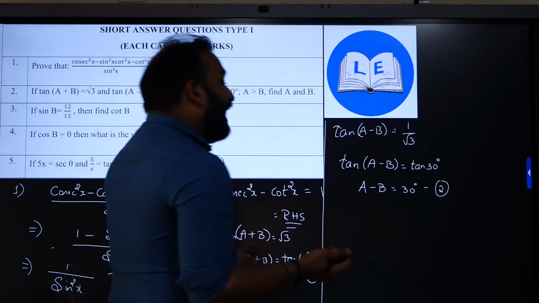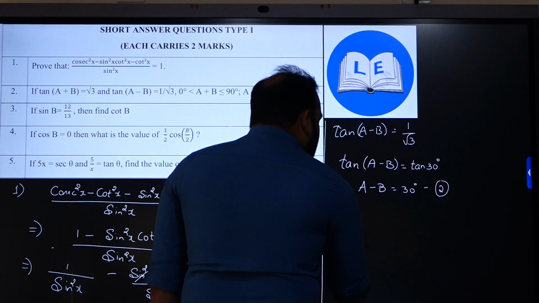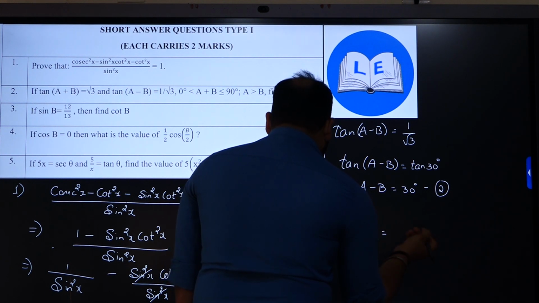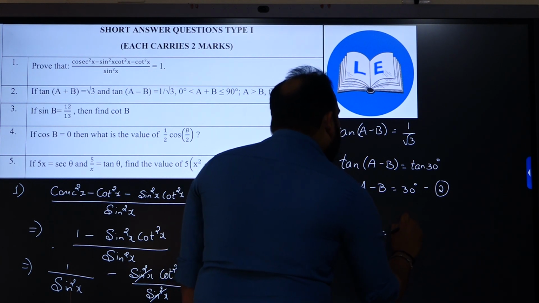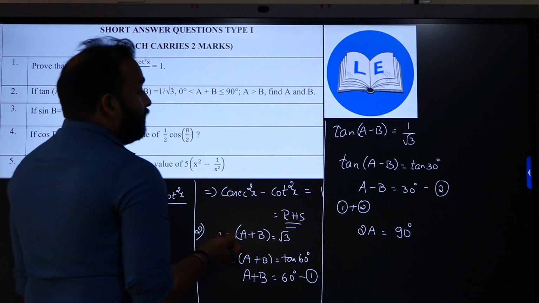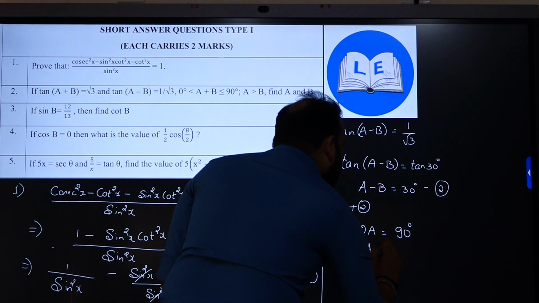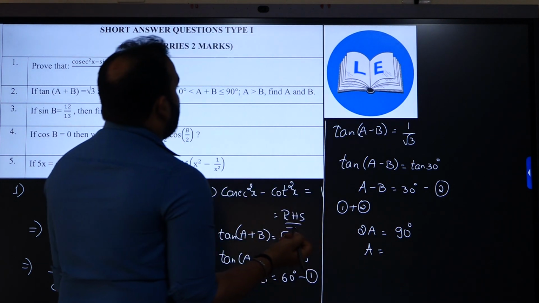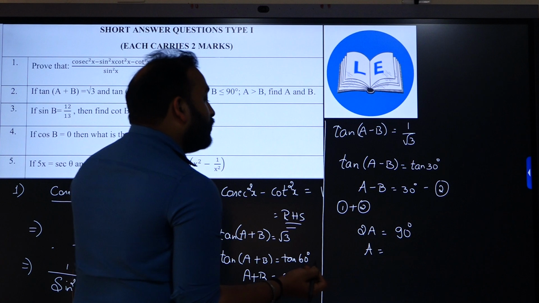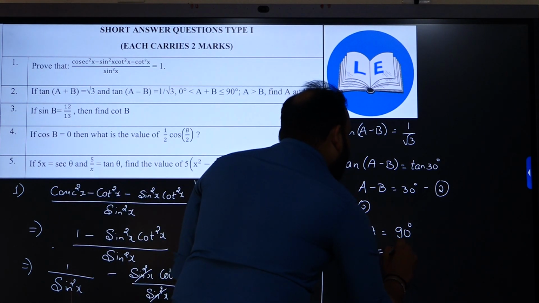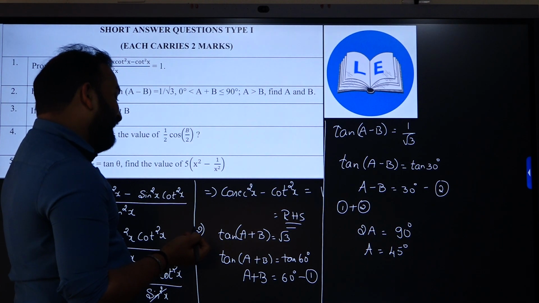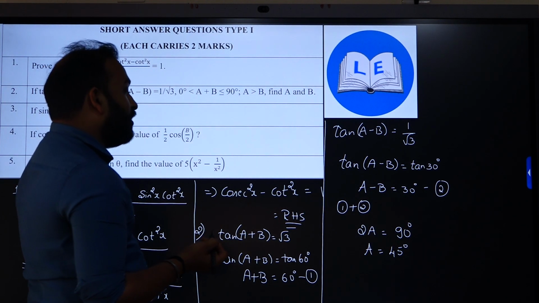Okay. Can we add 1 and 2? Yes. By adding equations 1 and 2, what do we get? We get 2A is equal to 90 degrees. Yes, children, 2A is equal to 90 degrees. And what will be A? Yes, A will be equal to 45 degrees. You get 2A as 90 and A will be equal to 45 degrees.